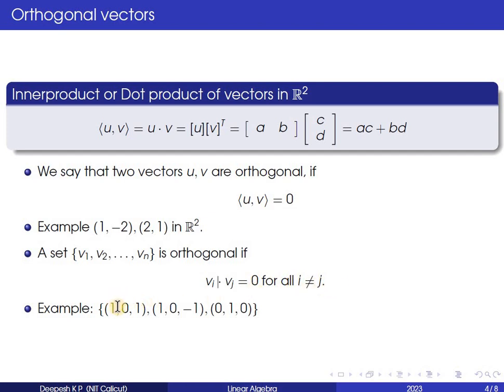For example, I consider three vectors in R3 as (1, 0, 1), (1, 0, -1), and (0, 1, 0). Then if you take the inner product of the first and second, you get 1 into 1 plus 0 plus 1 into -1, that's equal to 0. Now second and third will give you 0. First and third also will give you 0. So this collection is an orthogonal set consisting of three vectors.